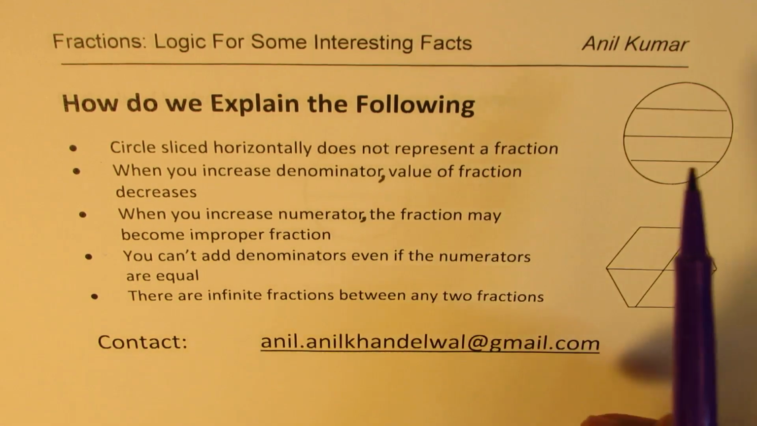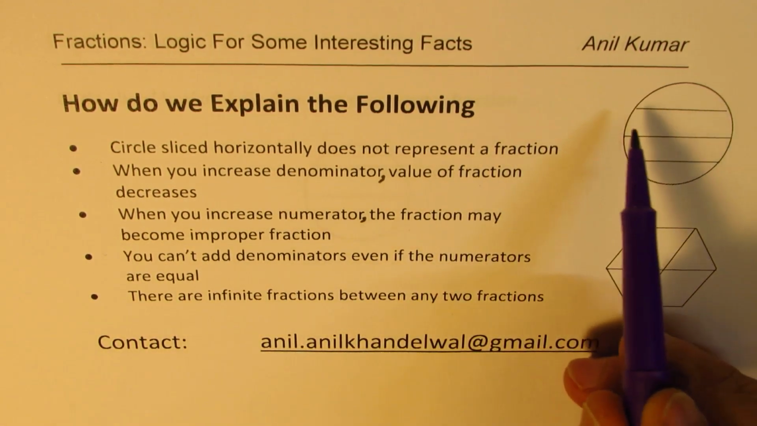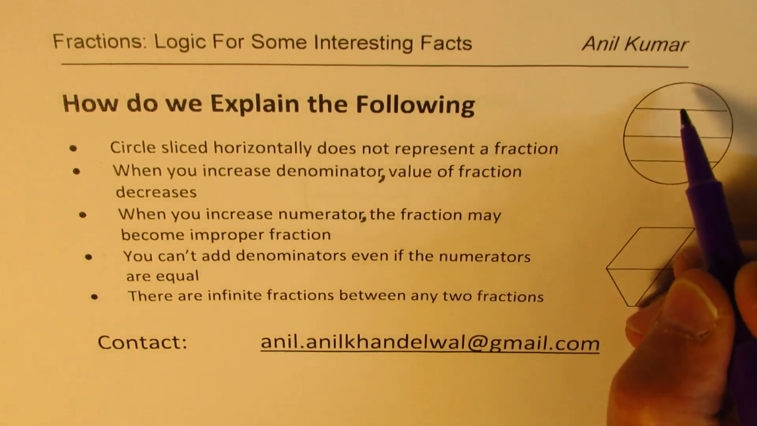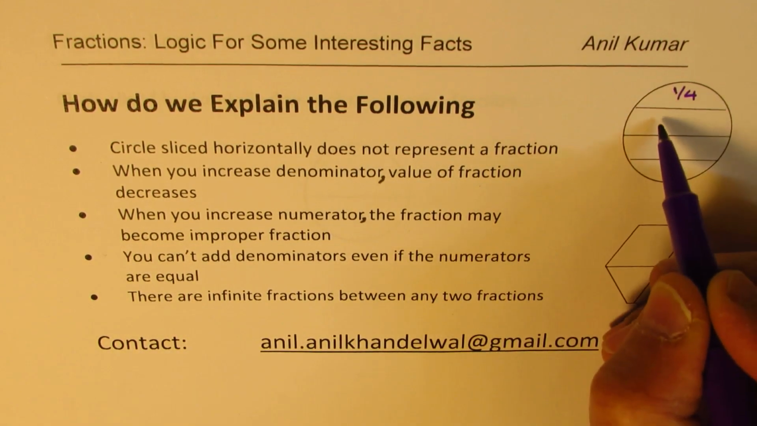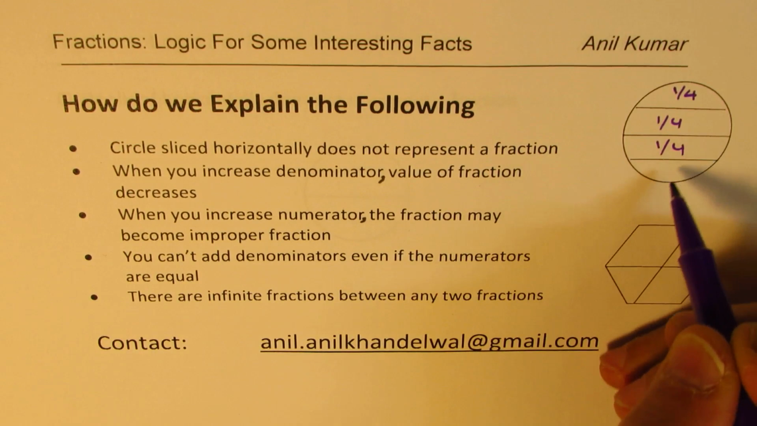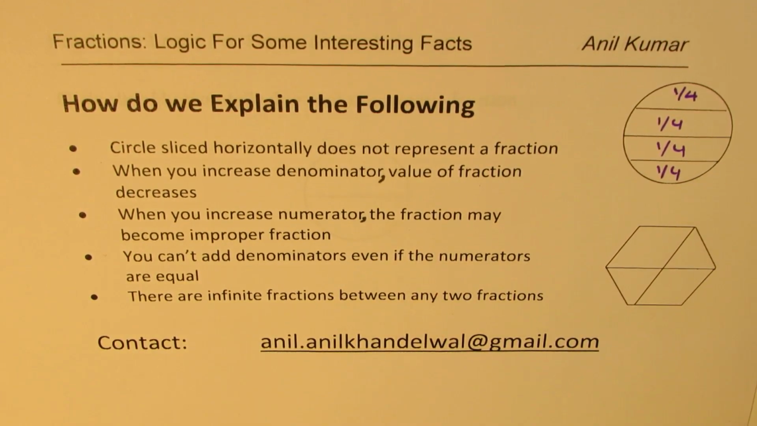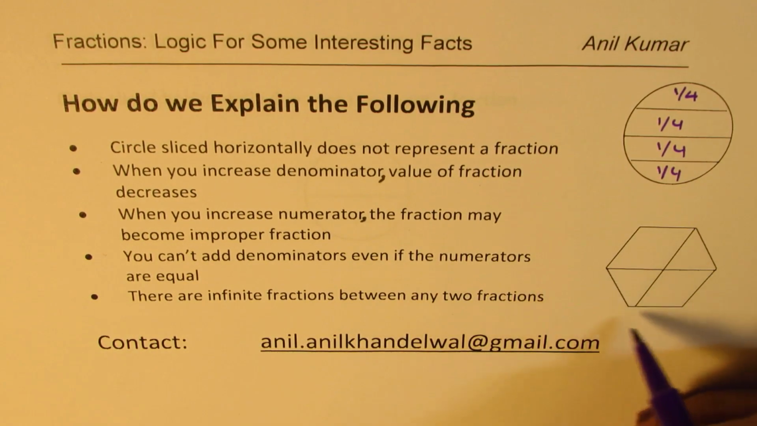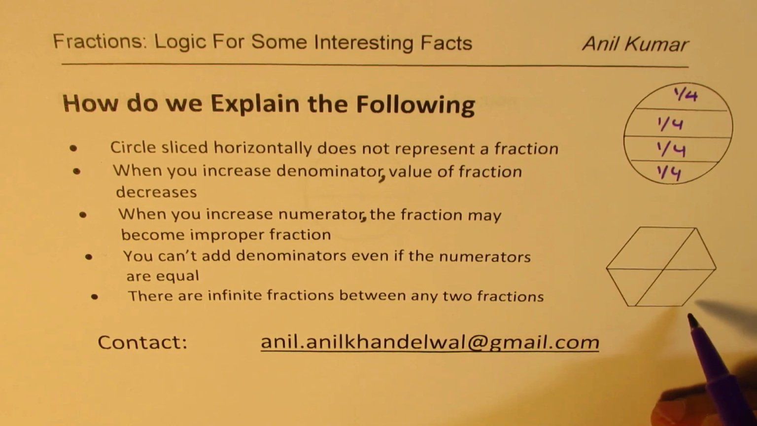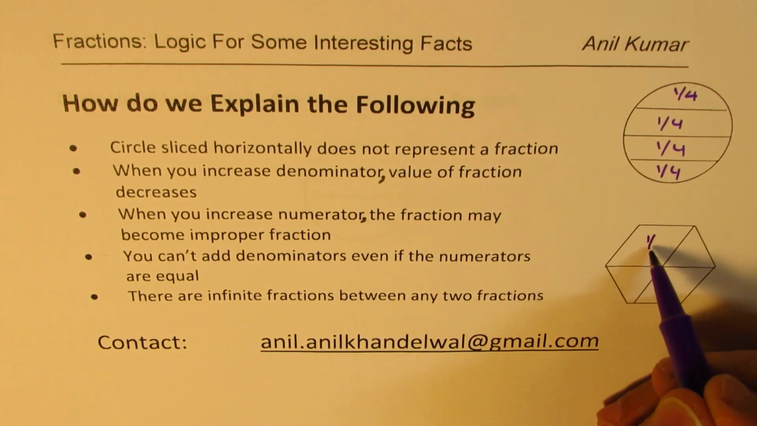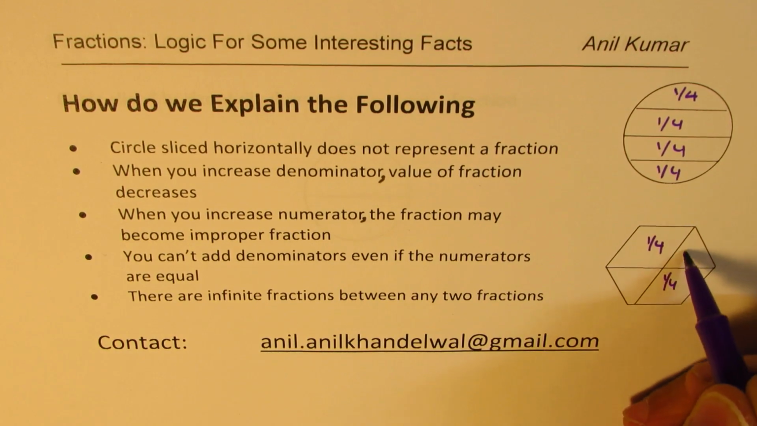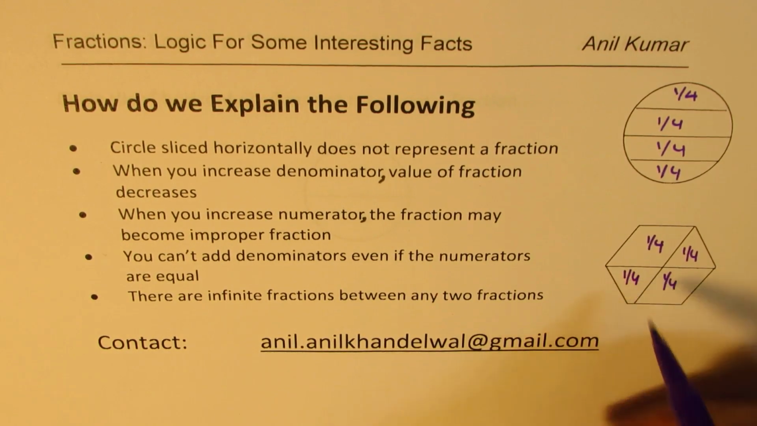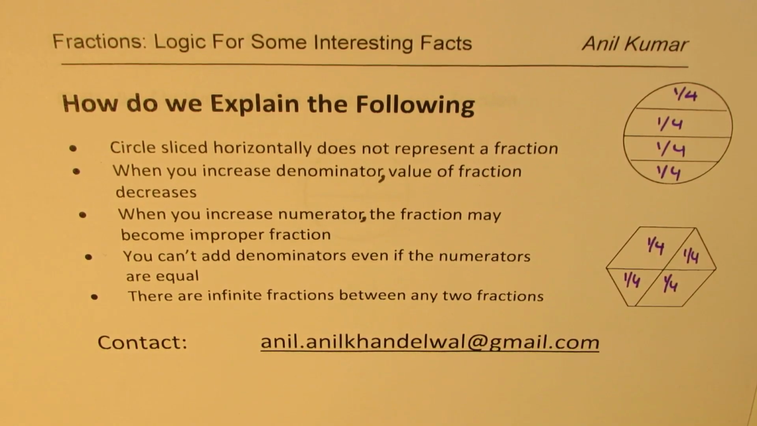What I'm trying to say here is that if I have a circle and if I cut it into 4 parts, then can I say this is 1/4, this is 1/4, this is 1/4, and this is 1/4? Or if I have a hexagon and if I divide it into 4 parts, can I say this is 1/4, this is 1/4, this is 1/4, and this is 1/4? That is the question, right? So in both these cases, is it true or false? That is what we'll think about.